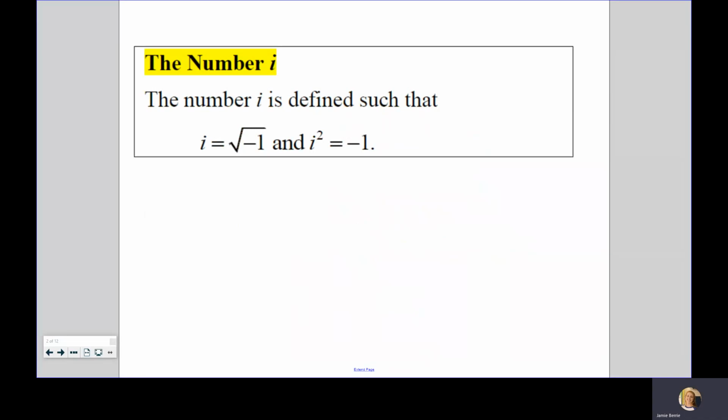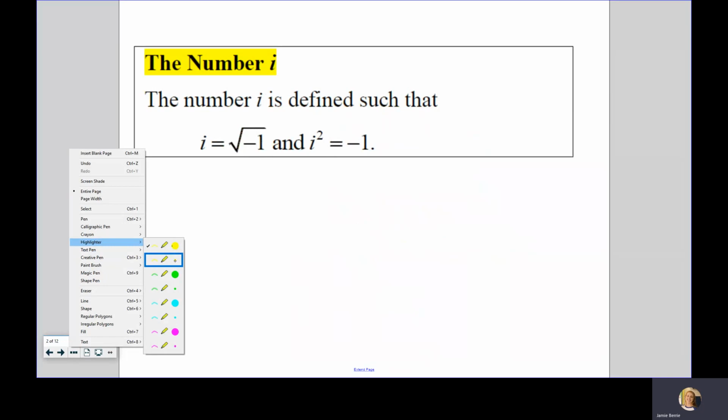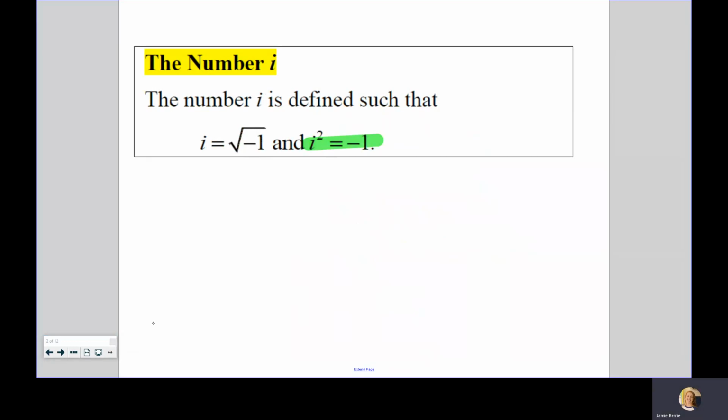All right, so the number i is defined such that i is equal to the square root of -1. And as a result of that, i squared is equal to -1. So this is very important, this part here. So make sure that you know that.